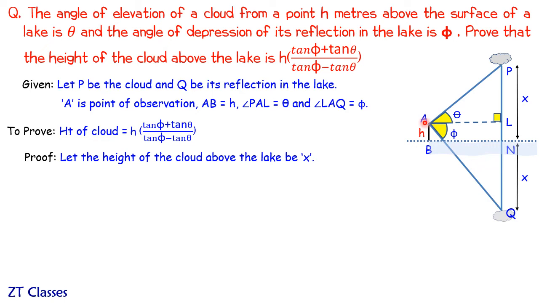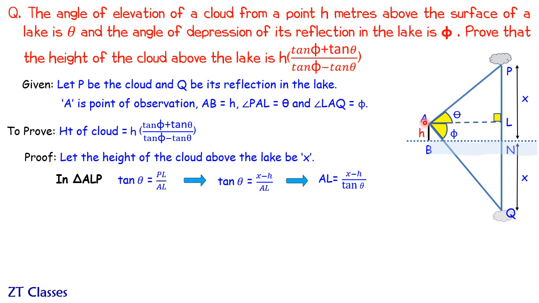So the first triangle we are taking is triangle ALP. We'll use tan theta. Tan theta is perpendicular upon base. Here the value of PL is x minus h, so we'll put that value. We'll get tan theta is x minus h upon AL. Let's find the value of AL from this. So AL is coming as (x minus h) upon tan theta.